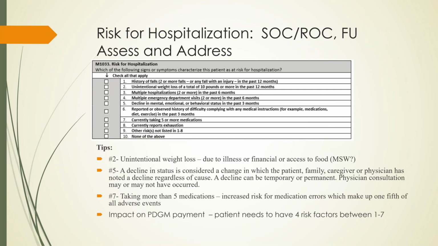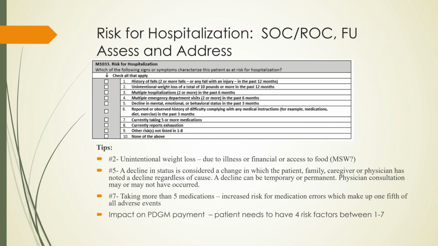If there's been difficulty complying with medical instructions, we want to look for that. How can we help the patient to be able to better comply? What are we going to put in the plan for that? Is the patient taking 5 or more medications? The more medications the patient takes, the higher risk there is of med errors and adverse events, and then they end up in the hospital with medication issues. Patient currently reports exhaustion or other factors. Maybe there's something else going on with the patient that's not on here that you think, you know what, this might be a problem. I want to pay attention. You just want to mark that down and make sure you're addressing it.